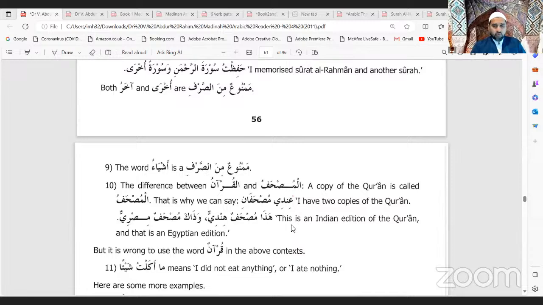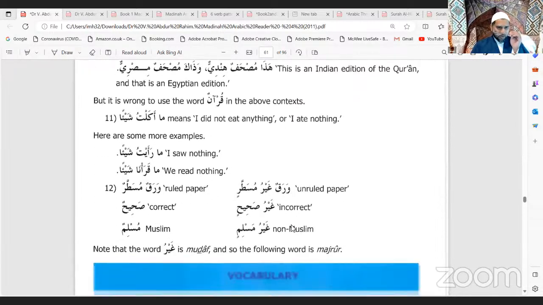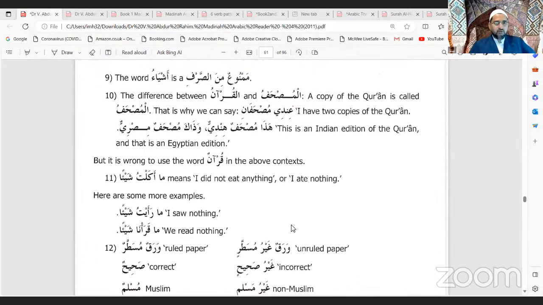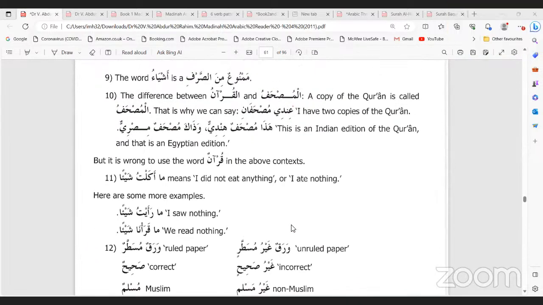So 9, 10, and then I'm not going to do the lesson itself because you may have to do other things. I was planning to, but I think we'll run out of time. So continue 9 and 10 and 11 and 12, and then we'll finish it. The word ashya'u is a mamnu'un min as-sarf.